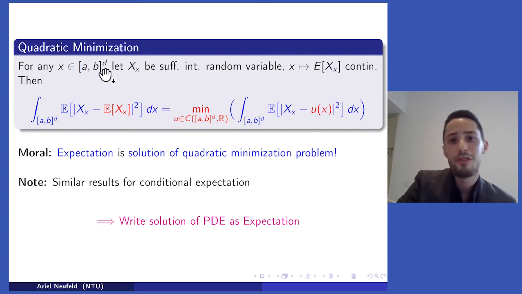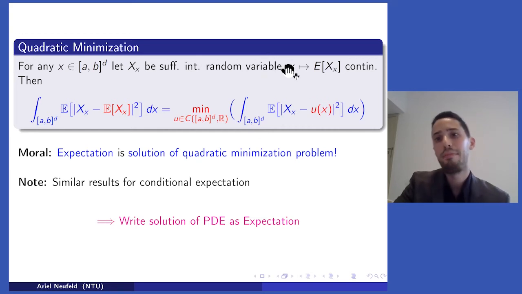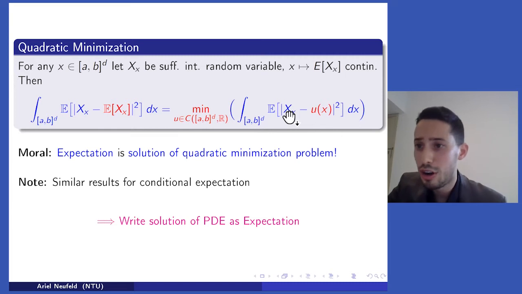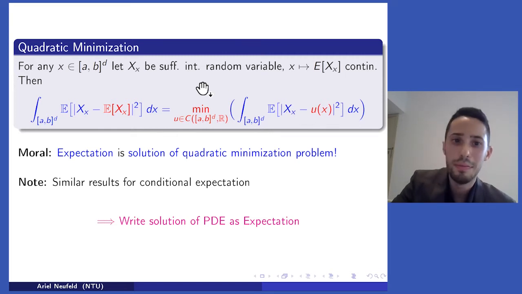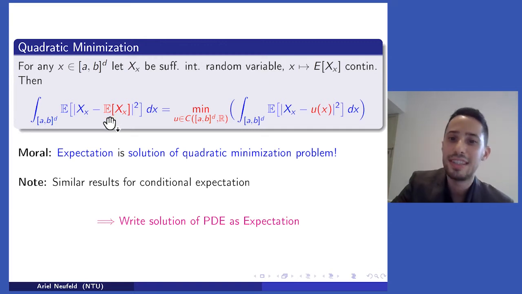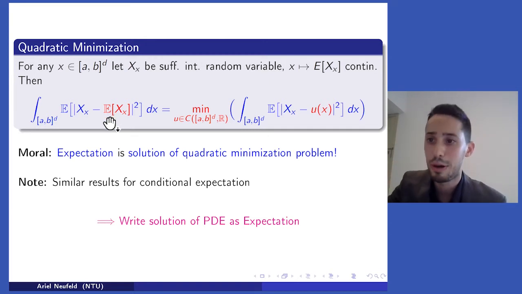If you have a family of random variables X^x parameterized by x, such that the map x goes to the expectation of the random variable X^x is continuous, then if you look at the minimization problem where you minimize the quadratic error over all continuous functions, the solution of this quadratic minimization problem is actually the expectation. So the expectation is a solution of a quadratic minimization problem.